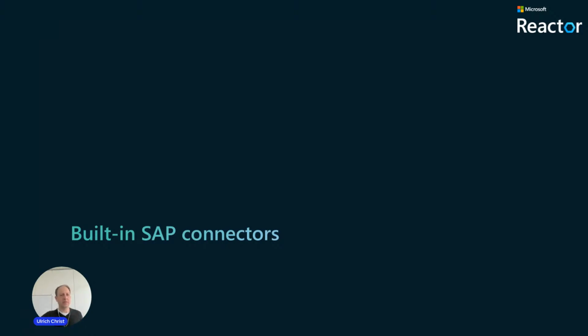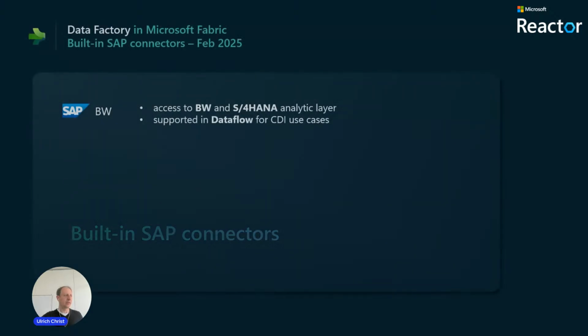Now, let's have a look at the first pillar, the built-in SAP connectors. Where are we at the moment? Well, right now, the majority of the SAP connectors we have in Fabric are actually still what we inherited from the Power BI side or from the Power Query side. So we have a BW connector, which is more for CDI, so citizen data integration use cases, not mass data integration, but think of self-service, business users, more small-scale scenarios.